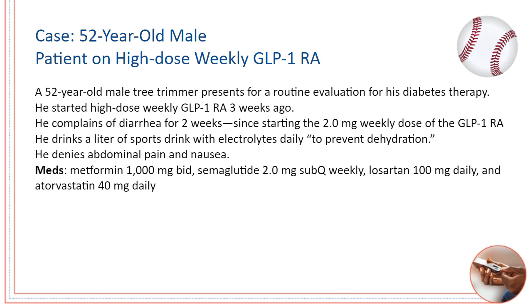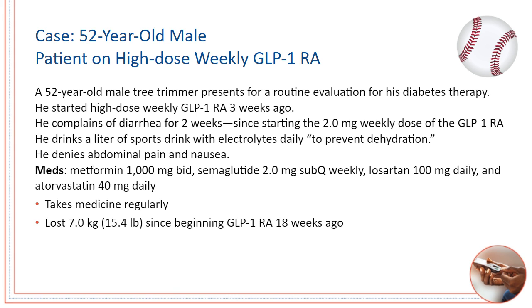His medications now are metformin 1,000 milligrams twice daily, semaglutide 2 milligrams subcutaneously every week, losartan 100 milligrams daily, and atorvastatin 40 milligrams daily. He takes his medications regularly. He is as disciplined as before. He has lost 7 kilograms, which is 15.4 pounds, since beginning the GLP-1 receptor agonist 18 weeks ago. He has been titrated up over time to this 2 milligram dose. His blood pressure is still within acceptable range, and his hemoglobin A1C is now 8.2%. His lipids are at goal.